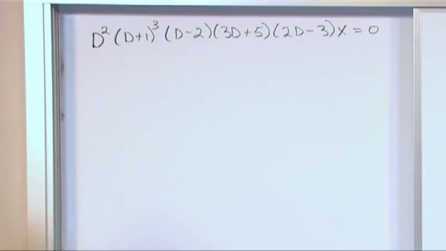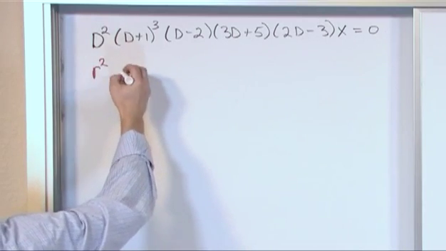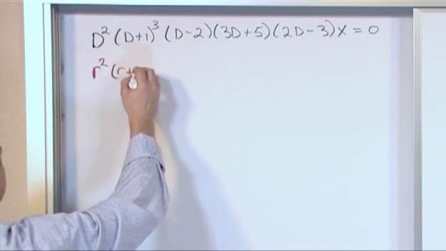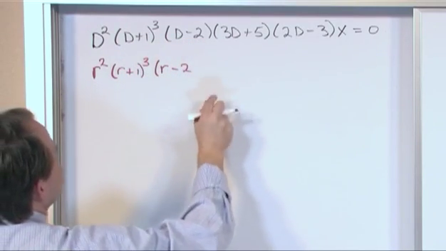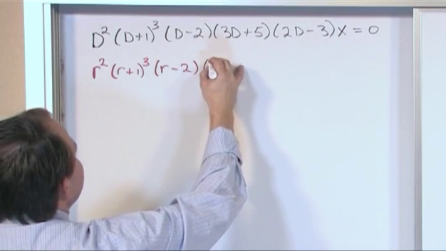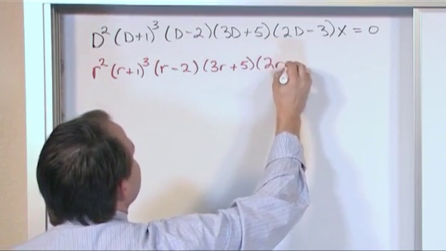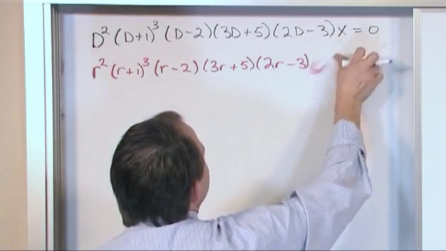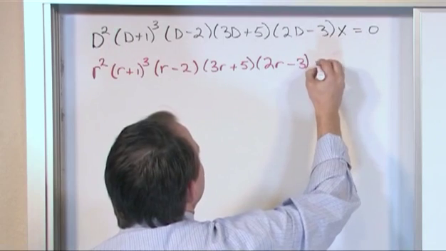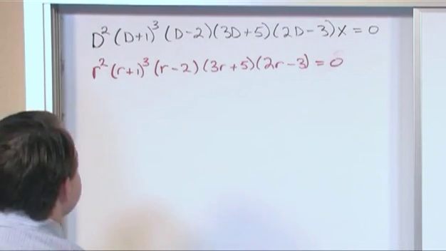Okay, so what do we do? We've already got it in that notation, so we just write the polynomial down. So we have r squared, we have (r plus 1) cubed, we have (r minus 2), we have (3r plus 5), (2r minus 3). Whoops, it's not operating on x, this is the polynomial, equals 0. Okay, so now we have that characteristic polynomial looking like that.